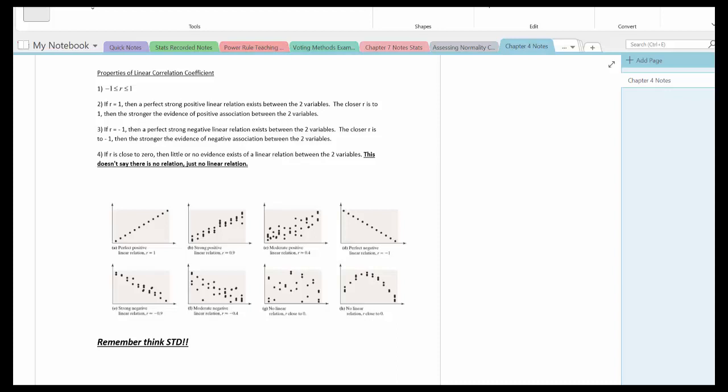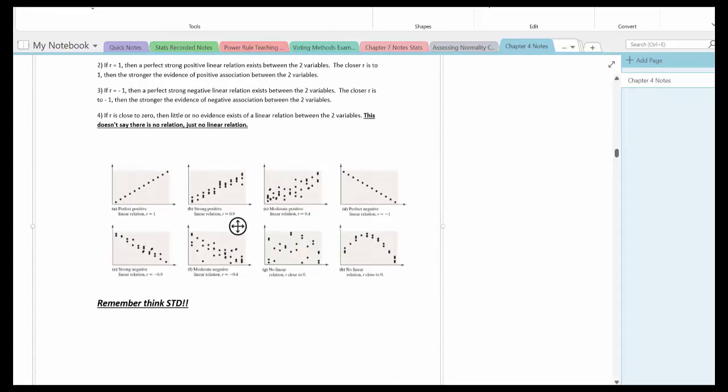If R is -1, then there's a perfect, strong, negative linear relation that exists between the two variables. The closer R is to -1, the stronger the evidence of a negative association or relation between the two variables. If R is close to 0, then little or no evidence exists of a linear relation between the two variables. This does not mean that there is no relation, it just means it's not linear. We've done some examples below.